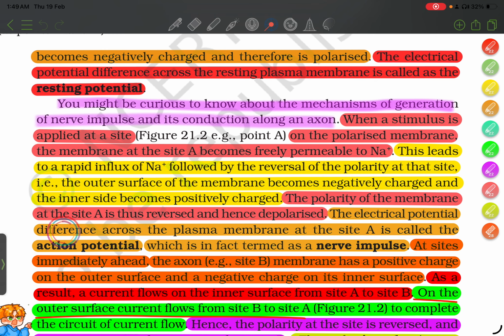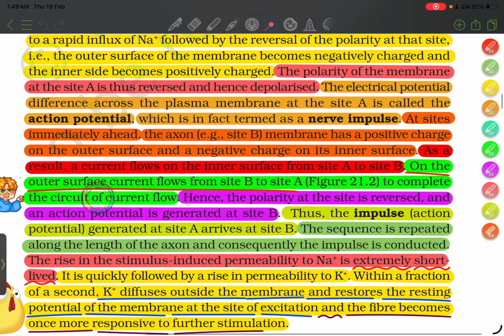The polarity of the membrane at the site is thus reversed and hence depolarized. The electrical potential difference across the plasma membrane at site A is called action potential, which is in fact termed a nerve impulse. At a site immediately ahead on the axon, for example site B, the membrane has a positive charge on the outer surface and a negative charge on the inner surface. As a result, current flows on the inner surface from site A to B. On the outer surface, current flows from B to A to complete the circuit of current flow. Hence, the polarity at site B is reversed and an action potential is generated at site B. Thus, the action potential generated at site A arrives at site B. The sequence is repeated along the length of the axon and consequently the impulse is conducted.